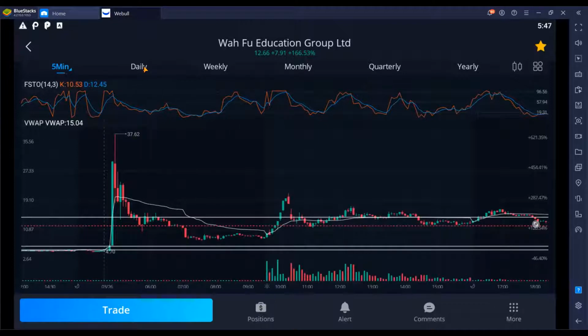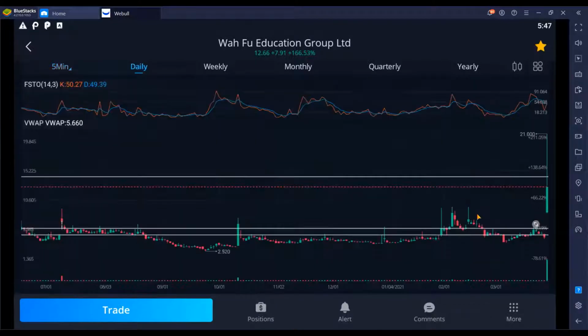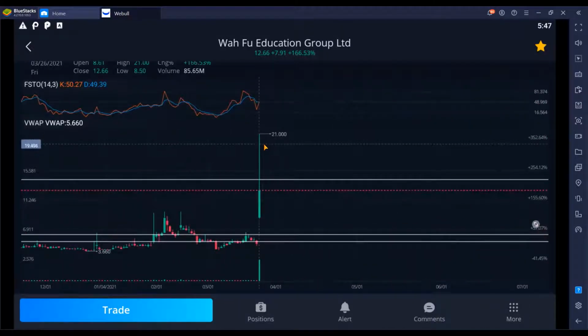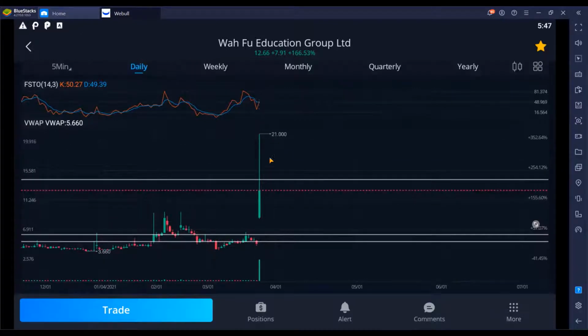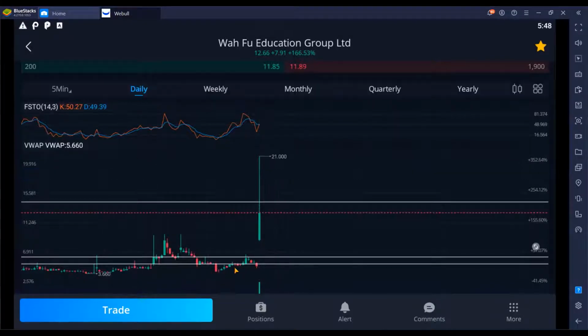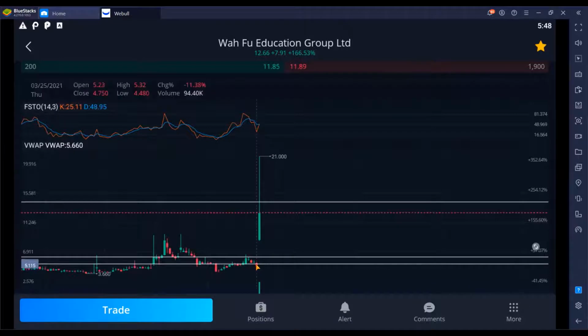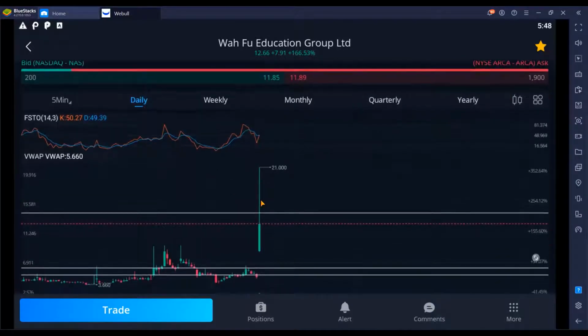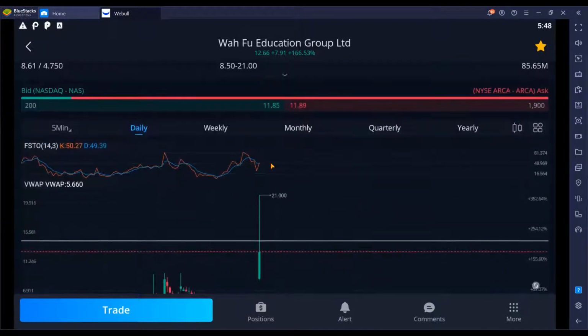Now I'm going to show you, if you go to the daily time frame, where the price opened. You can also see here that this is 21, and it's showing that it opened at a level of 8.61. You open at 8.61, but look at this. You see this? It closed yesterday. You've got to notice it closed at 4.75. It closed at 4.75 on, let's say, Thursday, because this was Friday. So on Thursday it closed at 4.75.